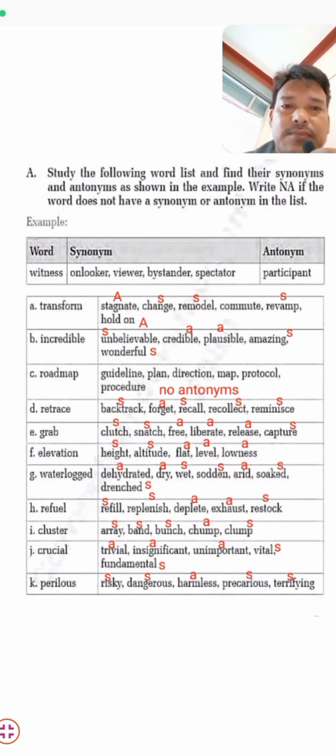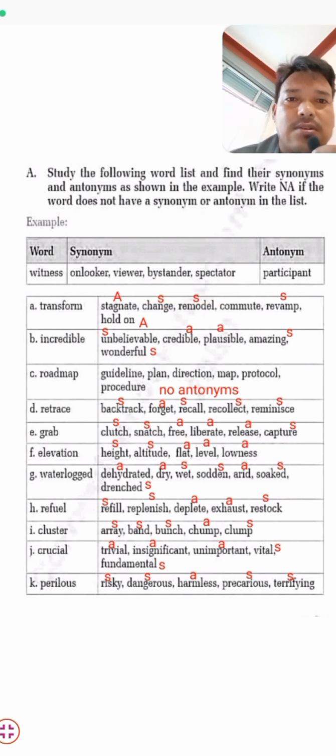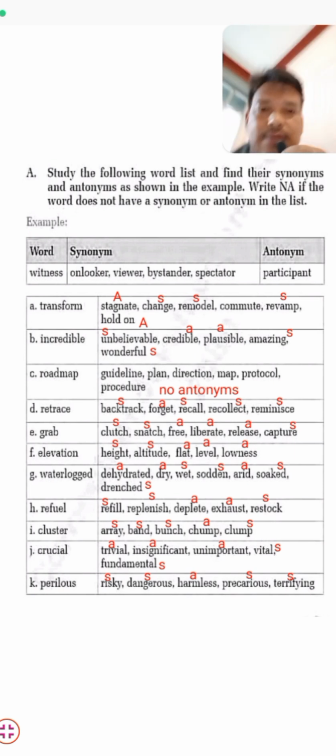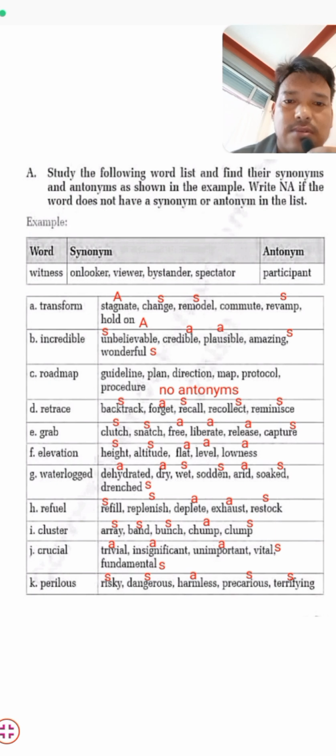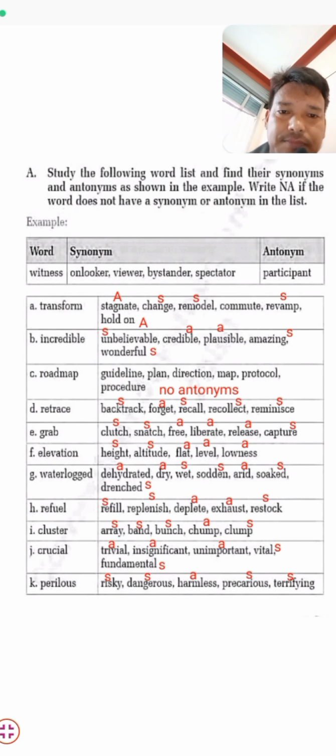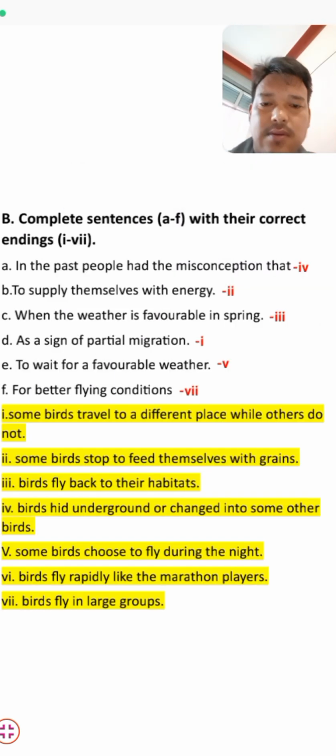In red color I have identified some antonyms and synonyms of the given words, indicating them with the letters A and S. The letter A stands for antonym and the letter S stands for synonym, students. In this way I have written. You can take help and write from here. One word is roadmap, which has no synonyms or antonyms, and the rest of the others are all synonyms. Now I'll move to the next one.